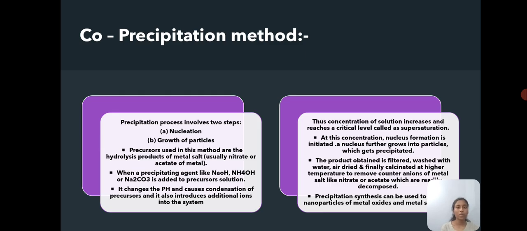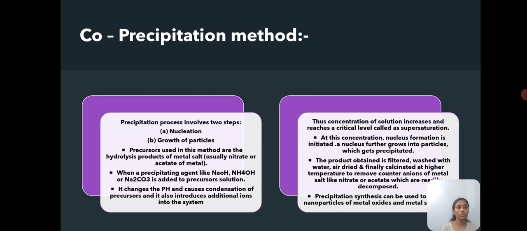Co-precipitation method. The precipitation process involves two steps: nucleation and the growth of the particle. Precursors used in this method are the hydrolysis products of metal salts, usually nitrate or acetate of the metal. When a precipitating agent like NaOH, NH4OH, or Na2CO3 is added to the precursor solution, it changes the pH and causes condensation of precursors, and it also introduces additional ions into the system.